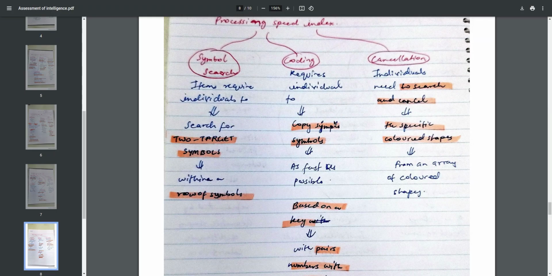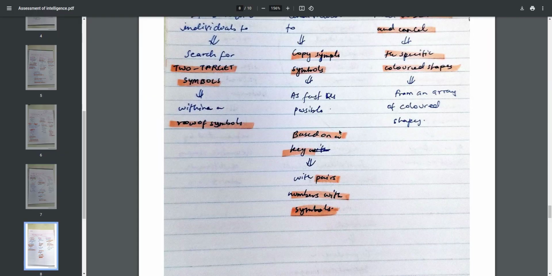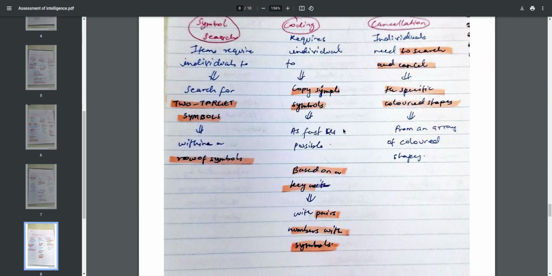Then coding. Here the individual is given a key paper. So that includes a set of symbols, a set of numbers. Each number has a respective symbol for it. Then in the test they are given a set of numbers. You just have to look at the key paper and then copy the symbols of that number.